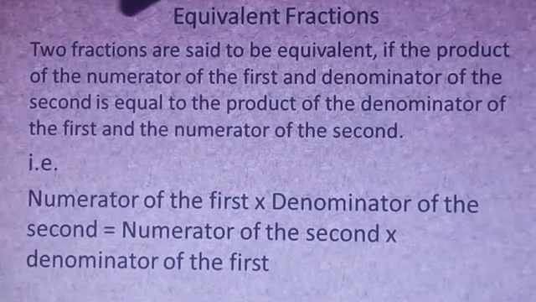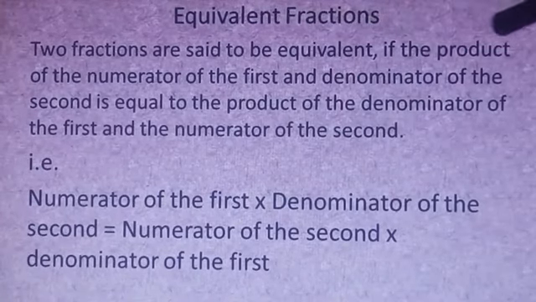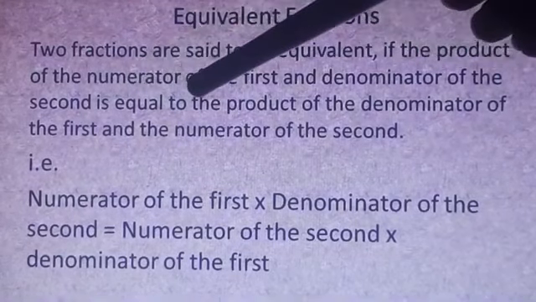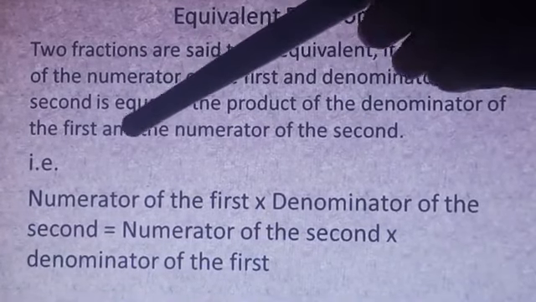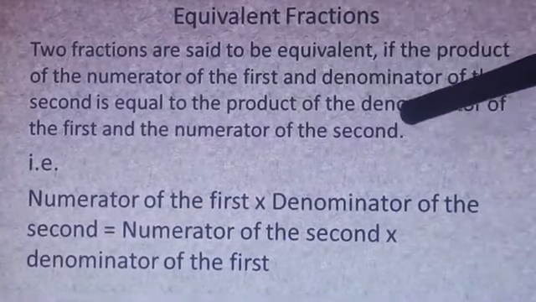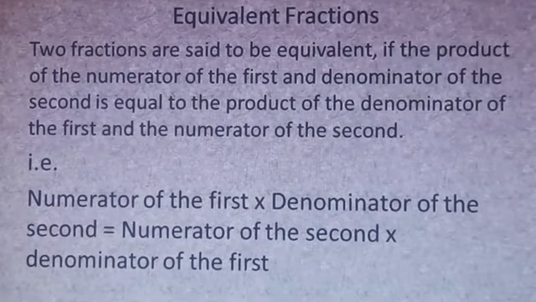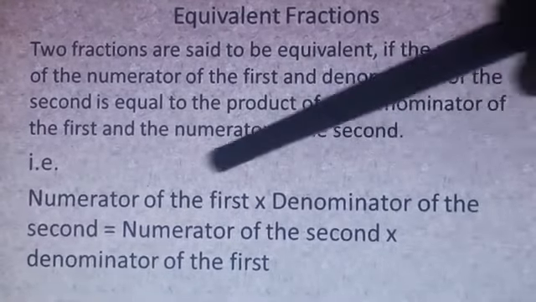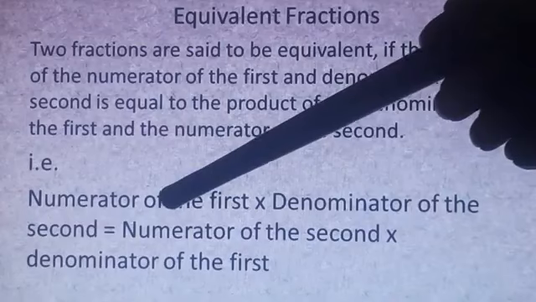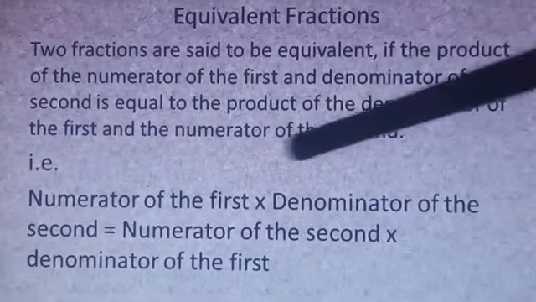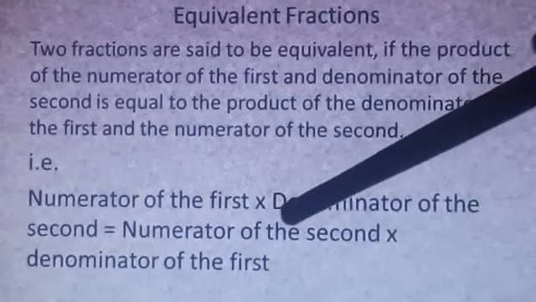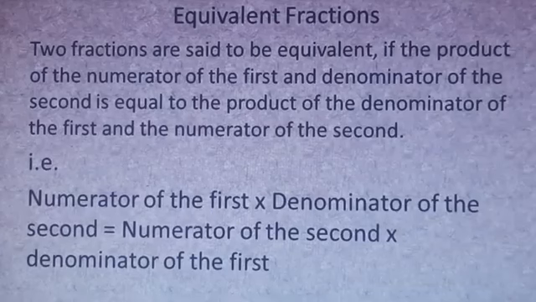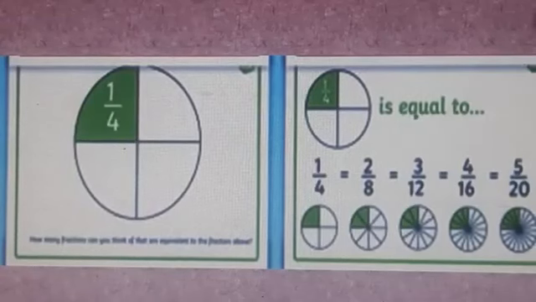Equivalent fractions. Two fractions are said to be equivalent if the product of the numerator of the first and denominator of the second is equal to the product of denominator of the first and the numerator of the second. What is said here? If we want to know whether the fractions are equivalent, what will be done? Numerator of the first fraction multiplied by denominator of the second is equal to numerator of the second multiplied by denominator of the first. Right? Let's understand from here.